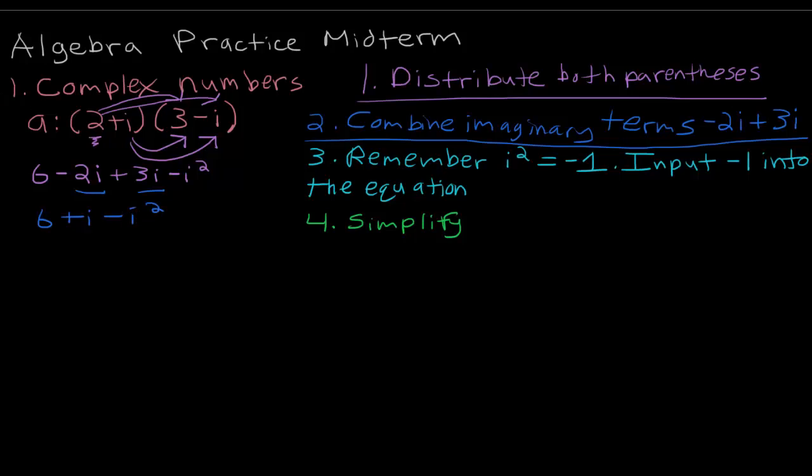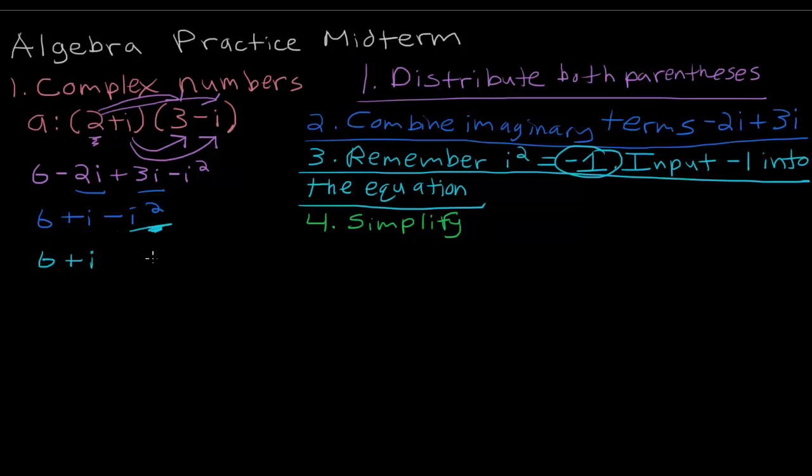Okay, step 3. We need to remember when we're dealing with imaginary numbers that i squared equals negative 1. So we need to input negative 1 into the equation, because right here we have an i squared value, so we need to put negative 1 there. So 6 plus i minus, we gotta keep the subtraction sign, and then in parentheses negative 1, because that's what i squared is equivalent to.